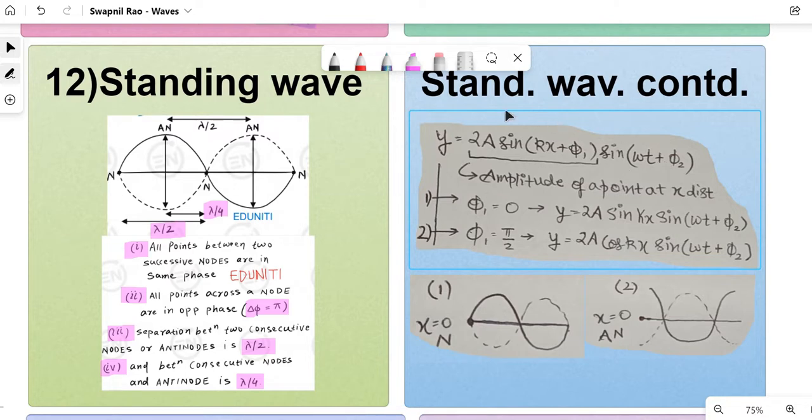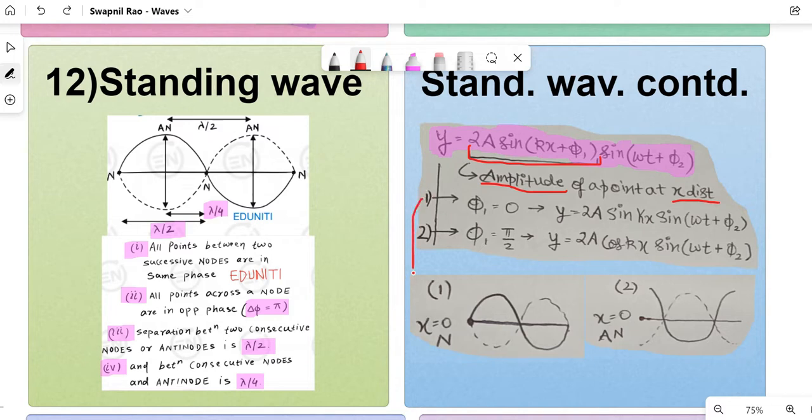So the next part would be the standing wave equation. This is the equation for standing wave. It is y equal to 2a sine kx plus phi 1 into sine omega t plus phi 2. And in this case, this entire term, as I've written over here, is nothing but the amplitude of a point at a distance x. So listen to it carefully and write it that way. So we got case number 1 and we got case number 2. Obviously the diagram numbering is related to them, so I'll just draw the arrow.